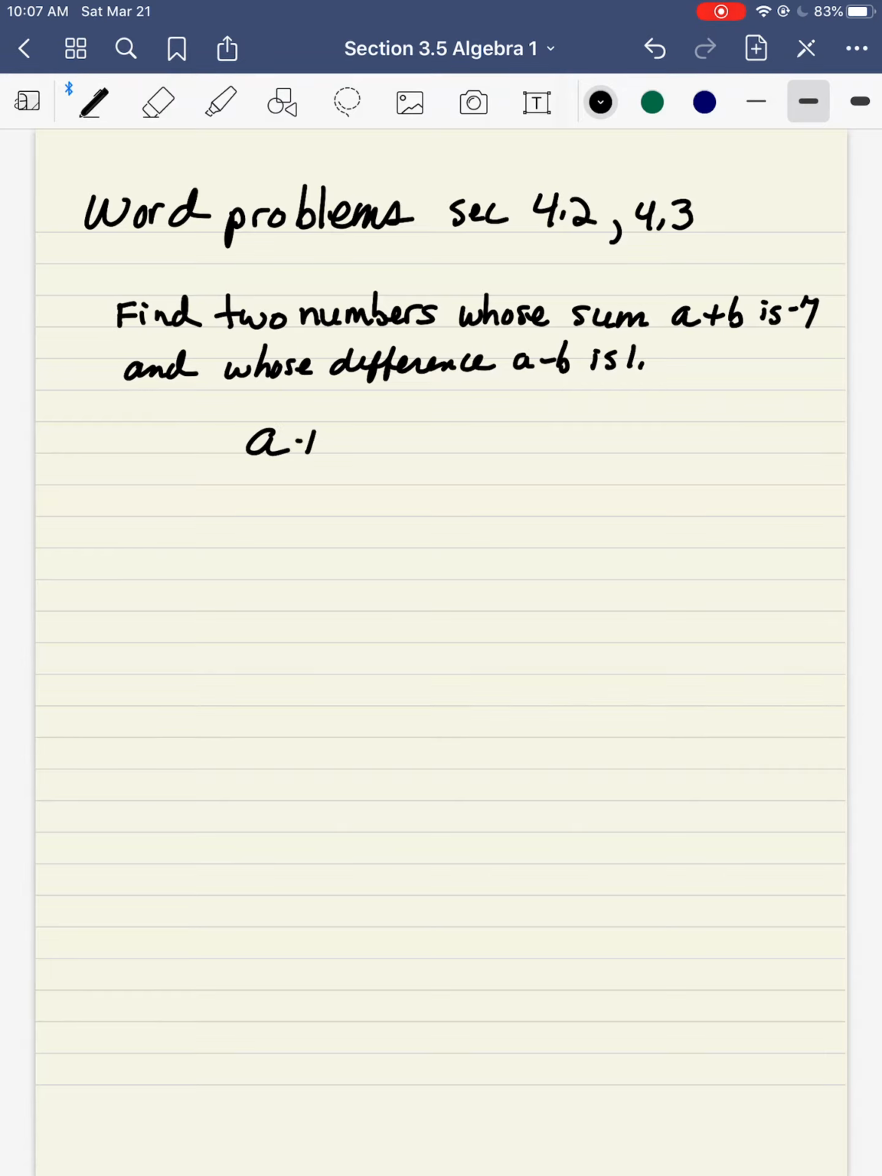So you set your two equations up. a plus b equals minus 7. a minus b equals 1. These are set up pretty well for elimination because my b's, if I add them up, are going to make a 0. So I'll use elimination on this.